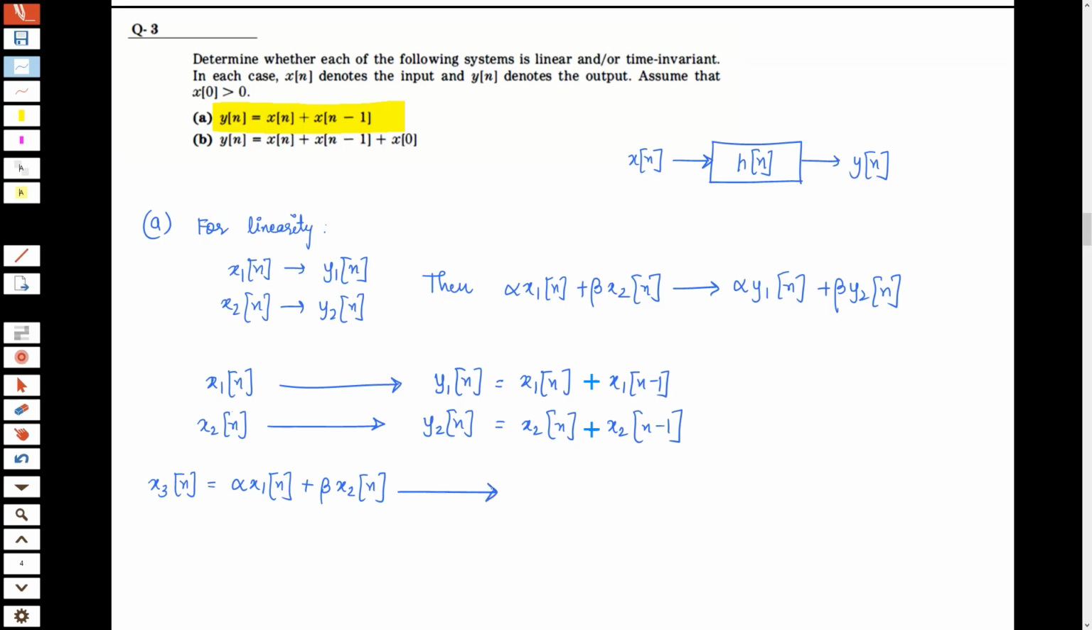Let us see what this would give us if this was fed into such a system where the output is x[n] plus x[n-1]. So basically what this does is take the input, keep it as it is, plus shift it by 1 unit and add it, right? So let us just keep everything as it is.